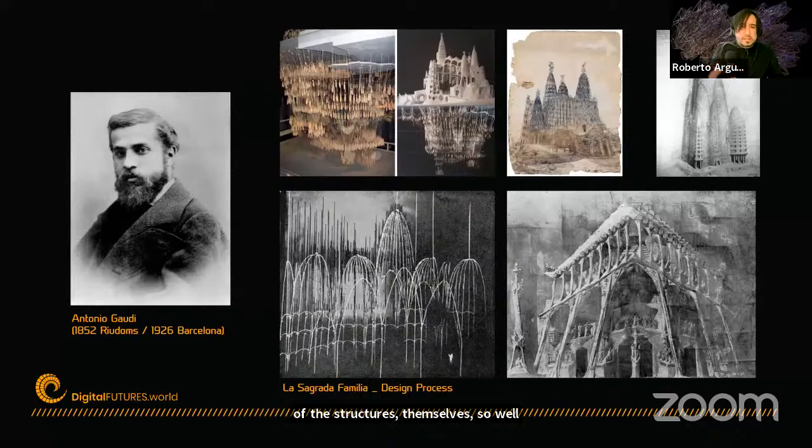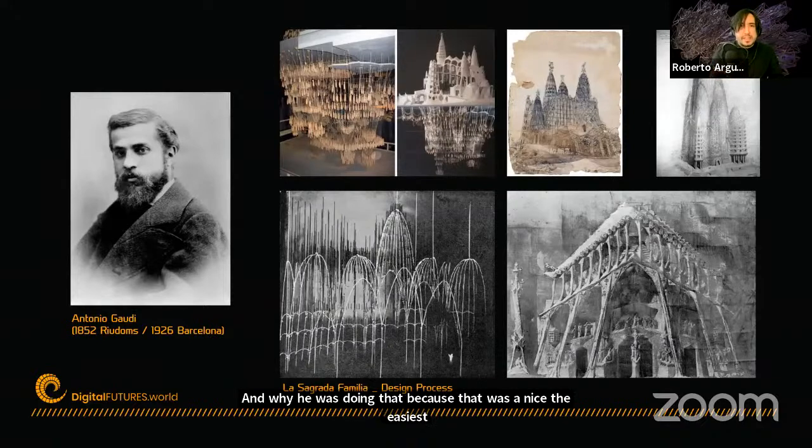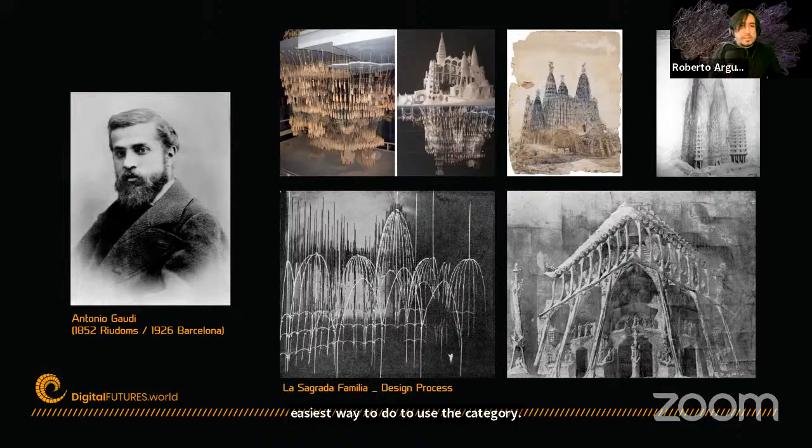So when he started to work on his models, when you go to see his work, you will be able to see these kinds of models that are done with ropes and with different elements hanging from them. And why was he doing that? Because that was the easiest way to use the catenary instead of just drawing it. What he was doing was using the physical phenomenon of the catenary to generate this geometry, physically speaking, and then generate the graphical information and the other details of it.